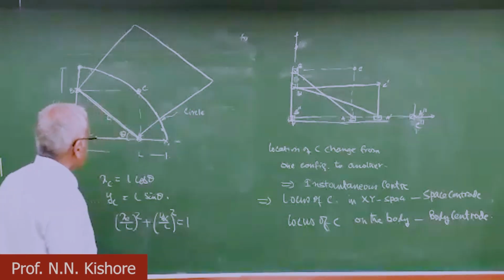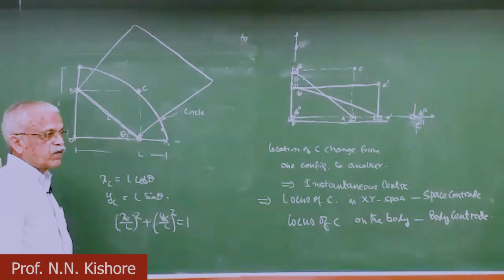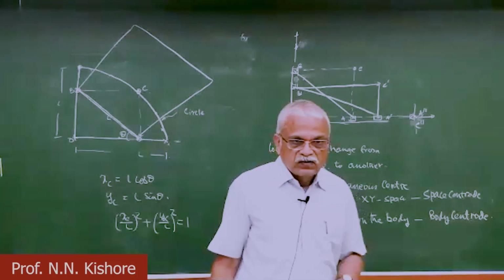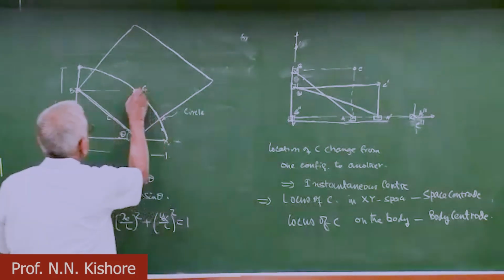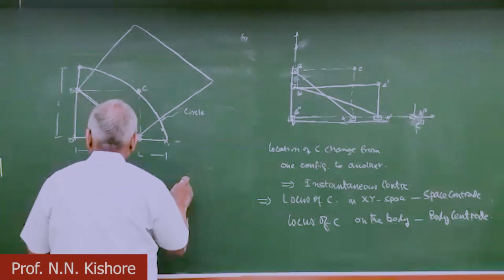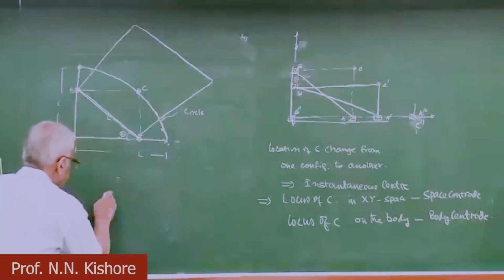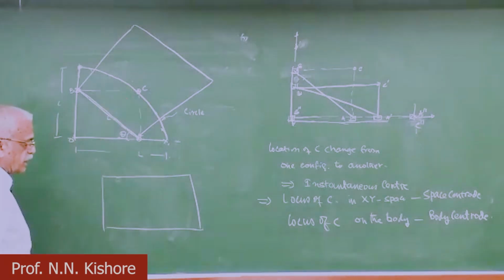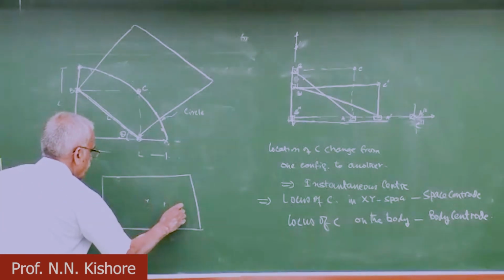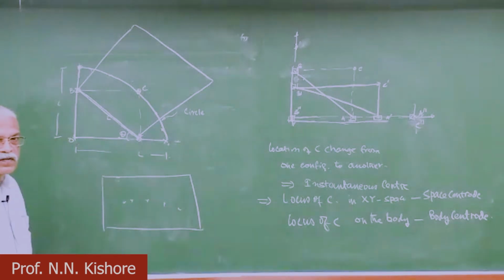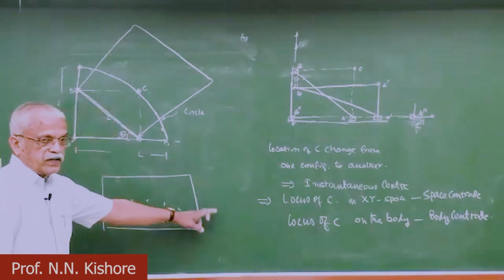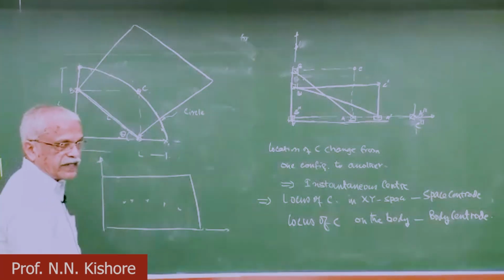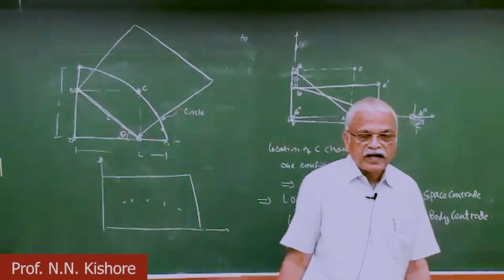So how do we locate the body centroid? What kind of locus is that? Any idea? Can anybody tell me? After marking all these C points there, if I take the rectangle out, I have these points located on this body. What will be the locus of that? Interestingly, it will be another circle.